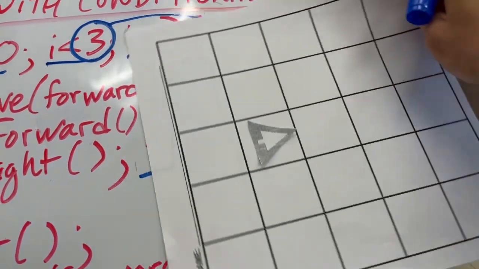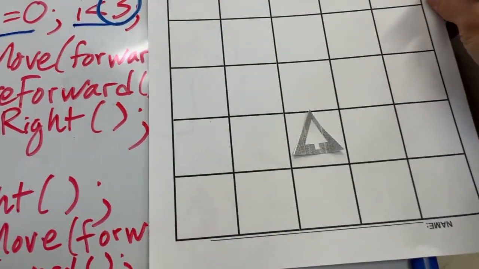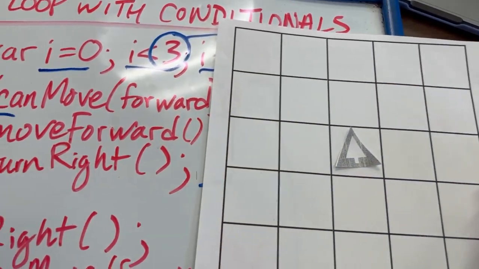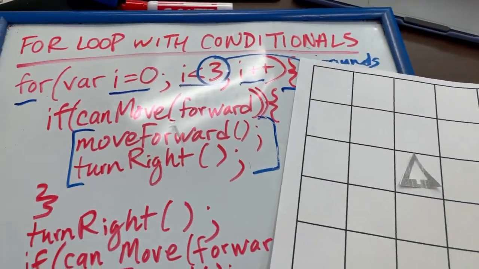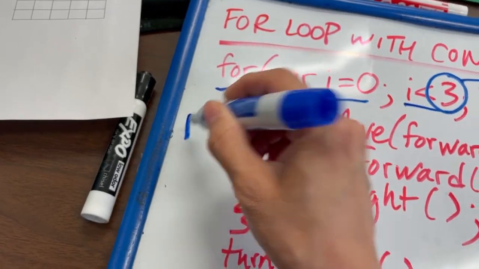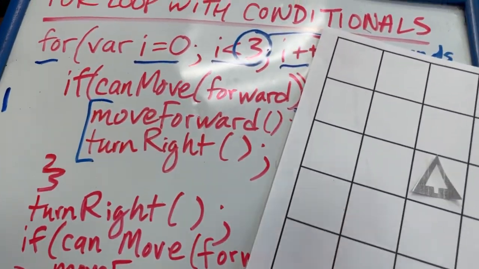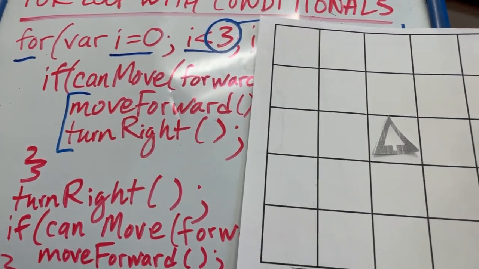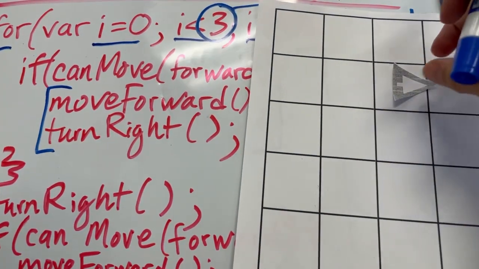So let me actually go back and pay attention to where this robot's going. Can I move forward? Yes. So I'm going to move forward 1 box. That was 1 round, okay? So I can just put a little tally mark. That's 1 round. I have to do it, remember, 3 times. So let's try this again from the top. If I can move forward and turn right.